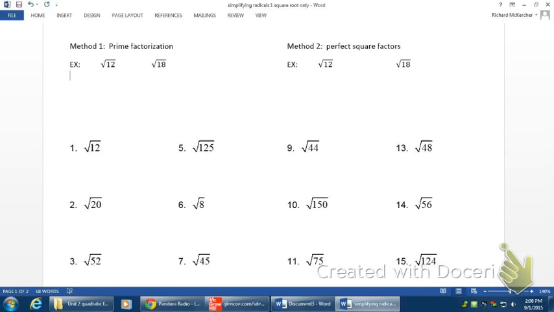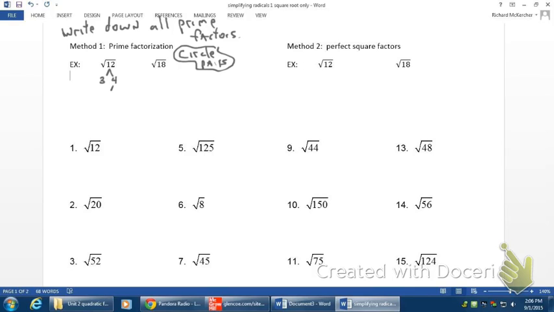All right, I'm going to show you two different methods for simplifying. You can use a prime factorization or you can do perfect squares. When we do prime factorizations, we're going to write down all of the prime factors of the radicand and then circle which ones are in pairs. So I used a little factor tree right here. Prime factorization of 12: 3 times 2 times 2. And notice that 2 is a pair. So that pair becomes my answer. The pairs themselves become the coefficient in front and the unused prime number becomes the radicand.